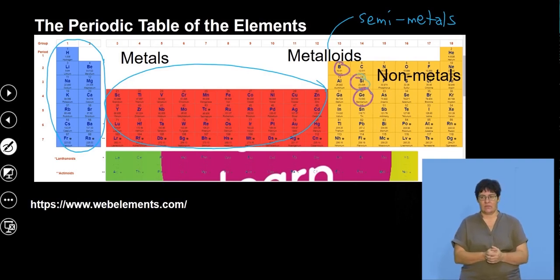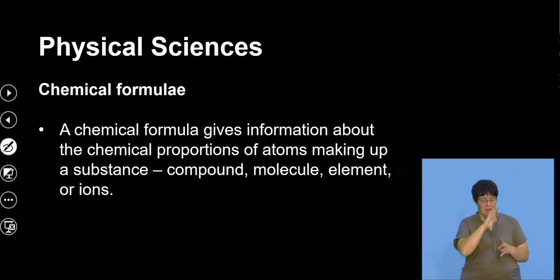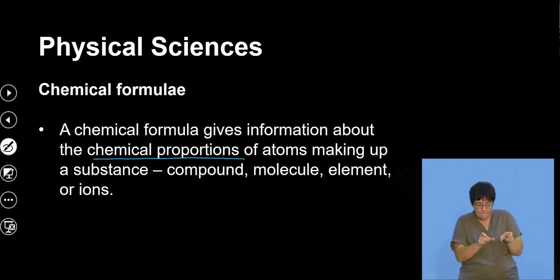And then further to our right, we've got non-metals, okay? These are elements like your bromine, chlorine, you name them. But our focus is not actually on the periodic table, but on the chemical formulae, okay? So a chemical formula, what does it tell us? It gives us information about the chemical proportions of atoms making up a substance.